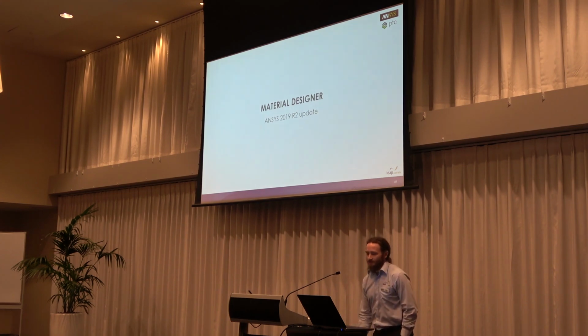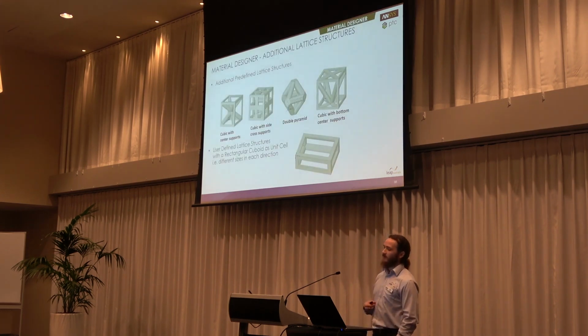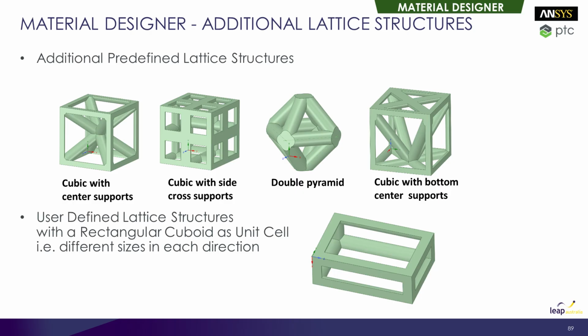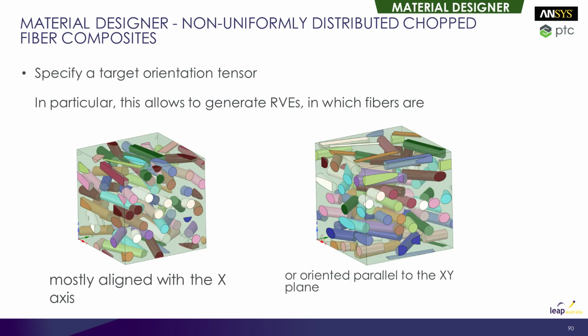Right, Material Designer. I'll demonstrate this as well, but basically this is a tool that allows you to calculate the orthotropic material parameters for composite materials or lattice structures like these. So in R2, it supports a whole bunch of new lattice structures. So if we're doing a 3D printing simulation using lots of lattice structures, we can calculate the orthotropic material properties for these, and we don't have to mesh that geometry. We can just use a smeared approach. I'll do a bit of a demonstration of that.